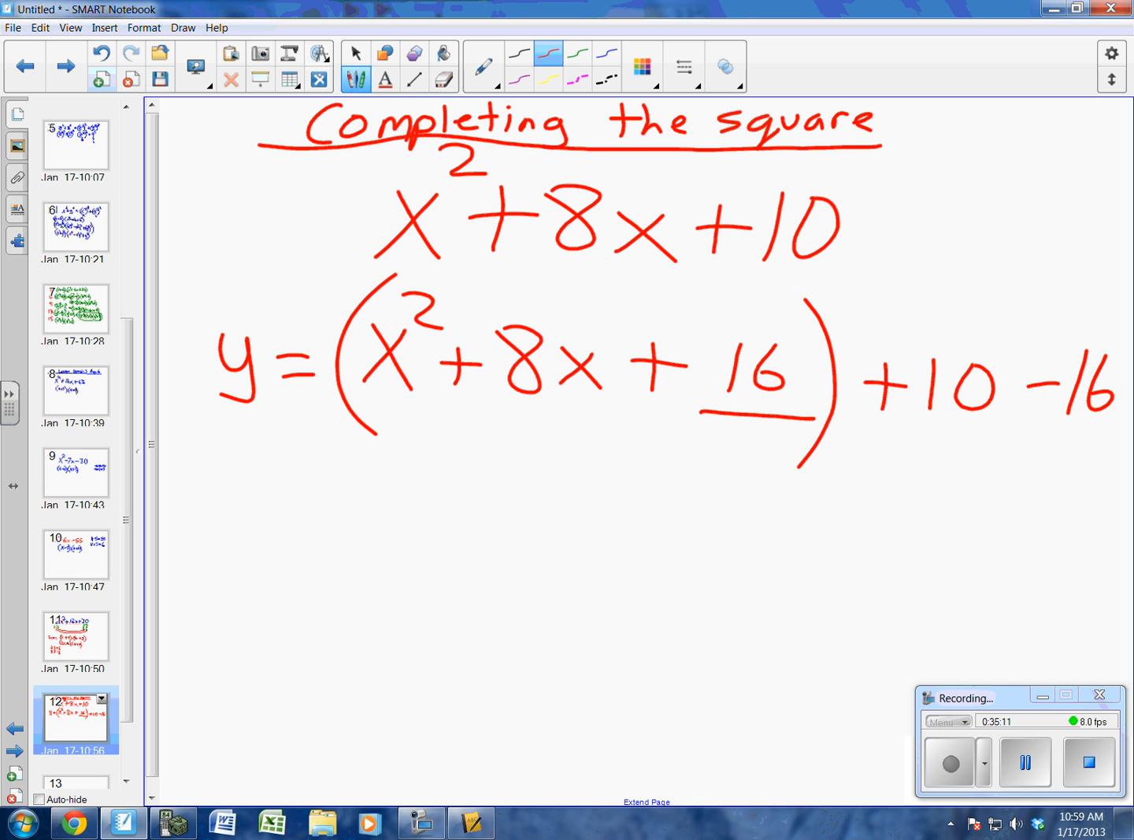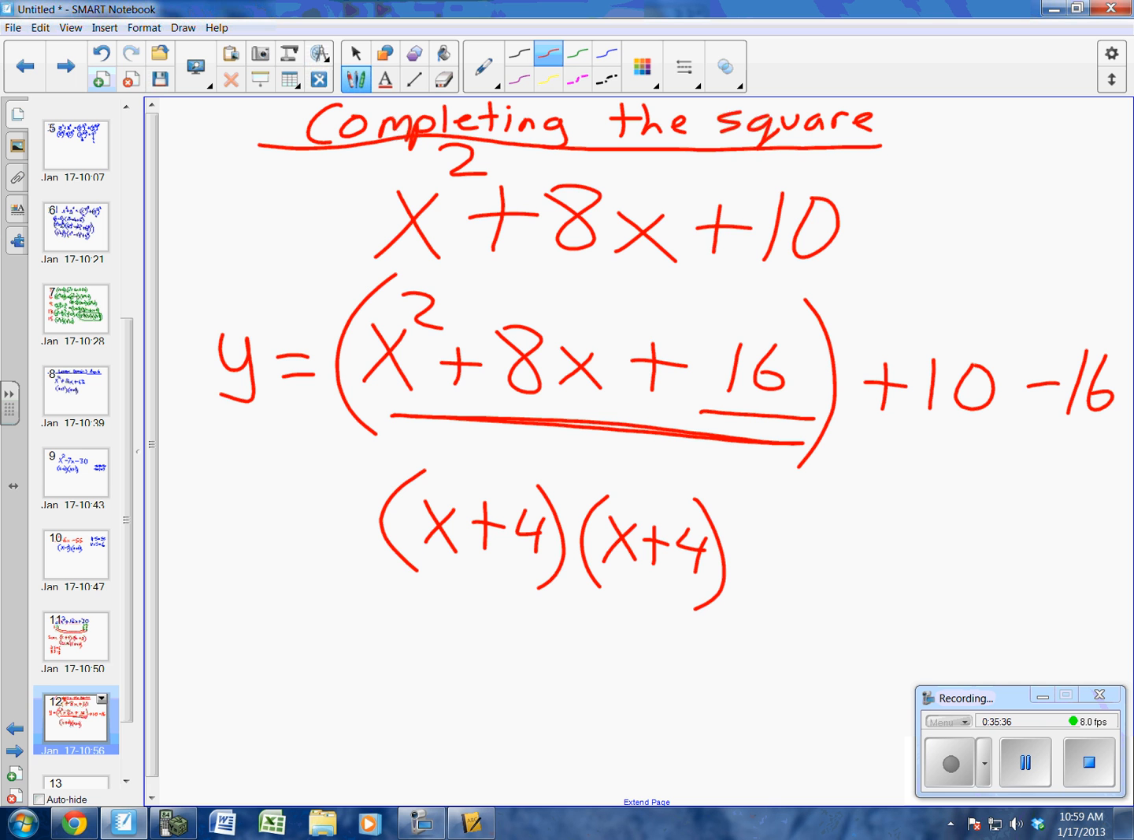Okay. So now, guess what this is right here? This is a perfect square trinomial. Get factors. What two numbers can I times together and get 16 and add together and get 8? In fact, 4 times 4 is 16, and 4 plus 4 is 8. Does everybody got that? So this is going to be x plus 4 times x plus 4. Do you remember that? And what's 10 minus 16 out here? It's going to be a negative 6.